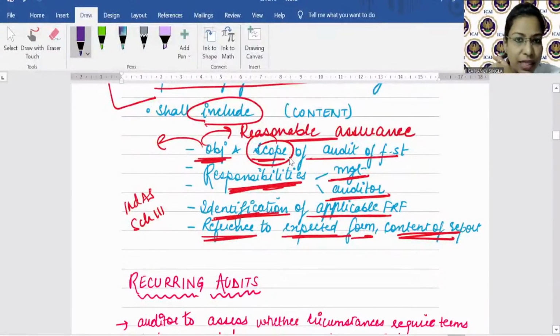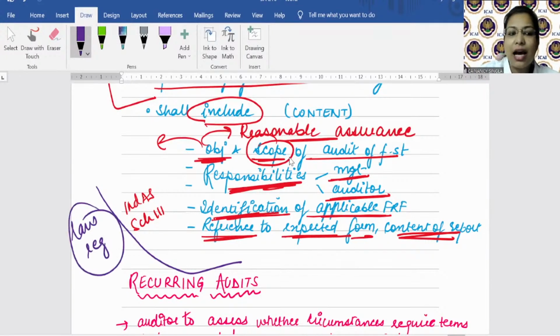Objective and scope of audit of financial statement, responsibilities of management and auditor, identify, like these are 2 separate points: responsibilities of auditor, responsibilities of management, identification of applicable FRF, and reference to expected reports, content of report. And one point which is given in your module, we have seen, if law and regulation specifies that these are the terms, these are management responsibility, these are auditor's responsibility, then need not write it again, but give a reference to such law and regulation कि यहाँ पे लिखा है and we have agreed to it.